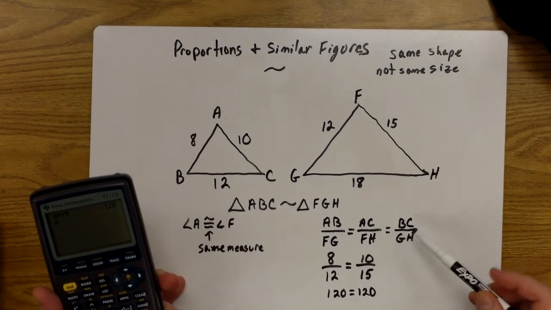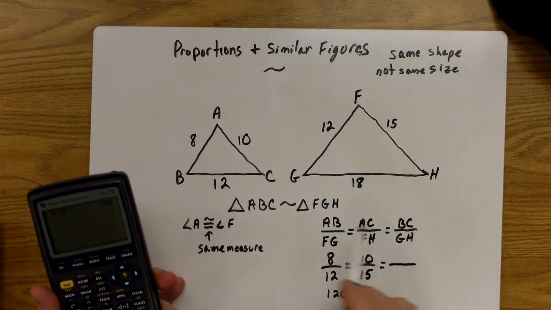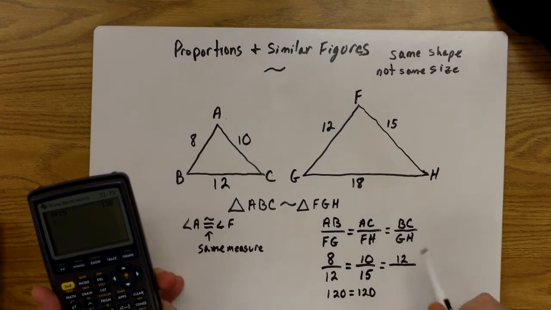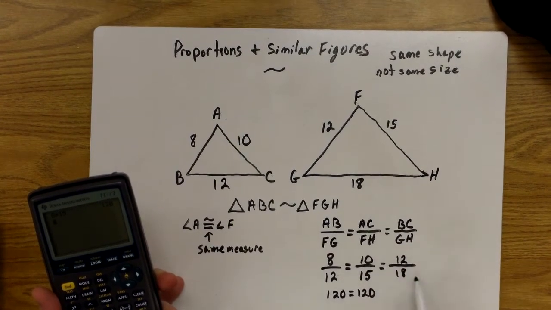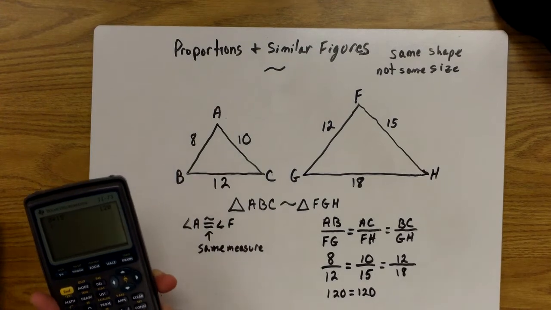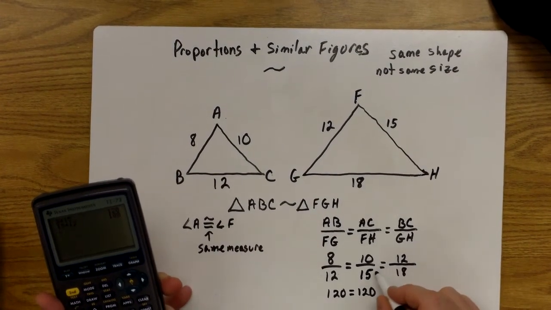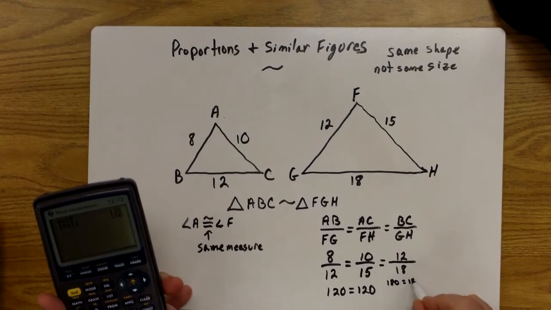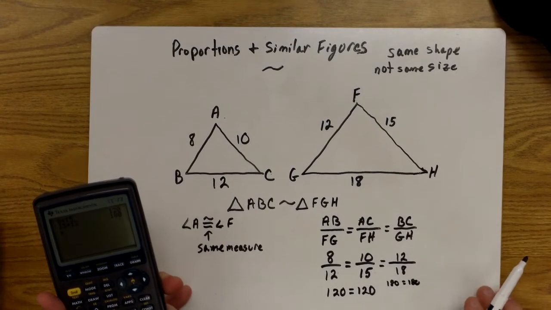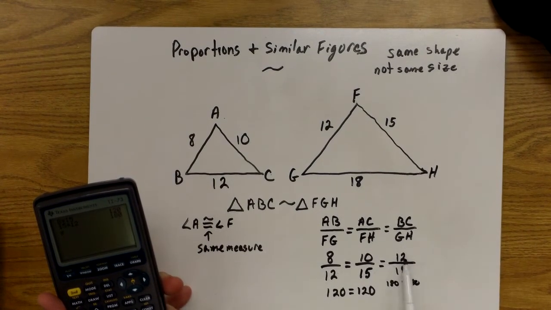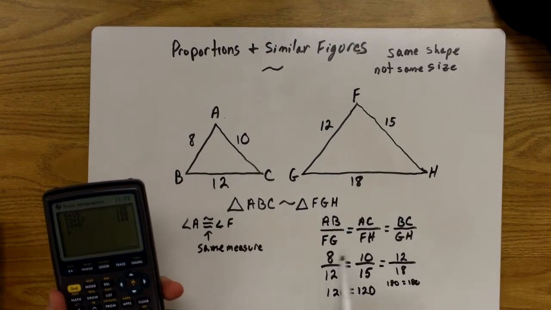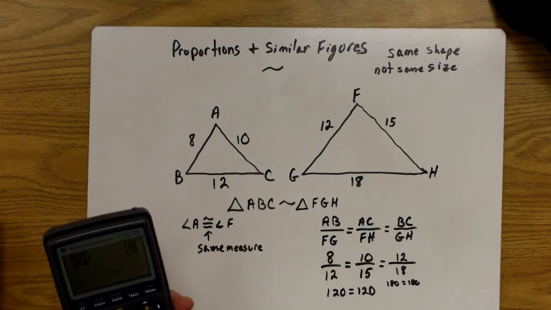Now let's compare this one to BC. BC is 12 and GH is 18. We'll cross multiply those. 15 times 12 gives us 180, so the cross product here will give us 180. And 10 times 18 will give us another cross product of 180, so you can see that these ratios are still the same. And if you wanted to, you could do 12 times 12, which is 144, and 8 times 18, just double check that, should also equal 144, and it does. So all these sides are in proportion.